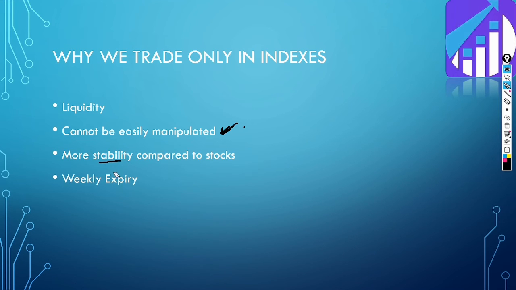And the biggest thing, for option selling our best friend is theta. We get the highest theta in weekly expiry. Stocks have monthly expiry, but indices have weekly expiry. So here we get theta faster. That is why we only trade in indices.